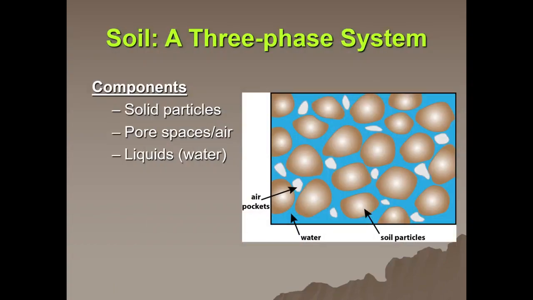Therefore, soil is called as a three-phase system that has the solid particles, that has the pore space that is filled with air, and that has the liquid, that is water. So, solid, gas and liquid, all three phases are present within the soil system. Soil particles or soil minerals, then water, then air space.